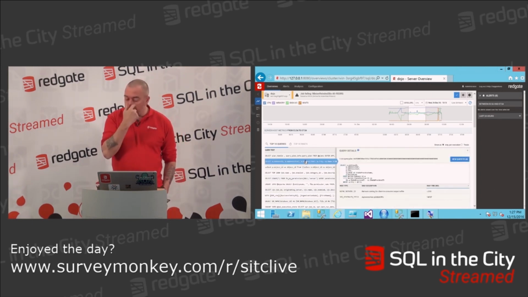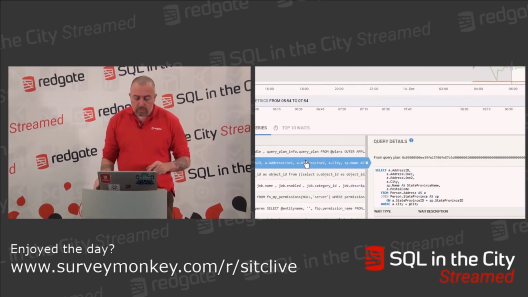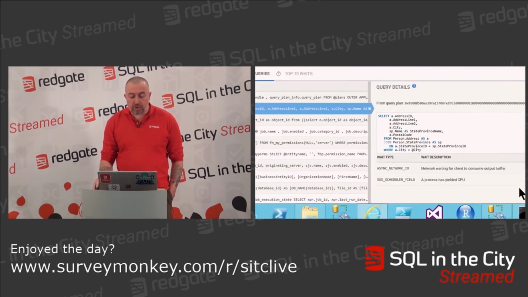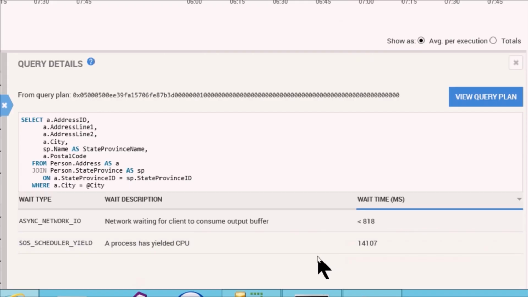We'll click right on the query. We'll zoom in. We see that the query has got SOS scheduler yield. Oh, wait, what? SOS scheduler yield? You mean it's waiting on the processor? Huh. Didn't all this launch off of a CPU spike? Yeah, it did. CPU spikes. Wow. Okay, so a number of CPU spikes caused by this thing.